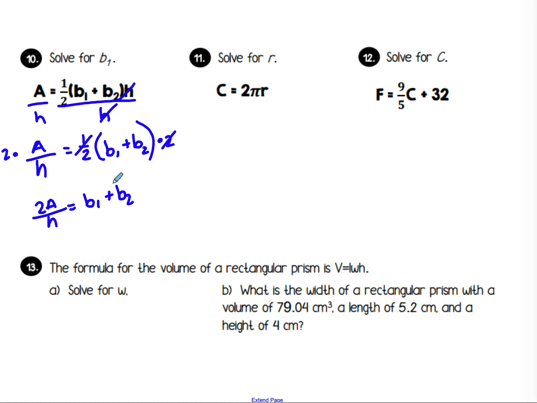All right, and so now my last step, I've got the second base, that b2, that I need to move so that base 1's by itself. It's addition, so I've got to move it by subtracting. So my final answer is going to be 2a divided by h minus b2 equals b1.